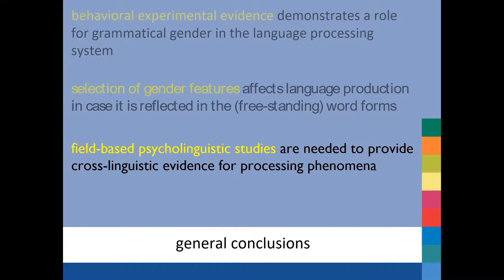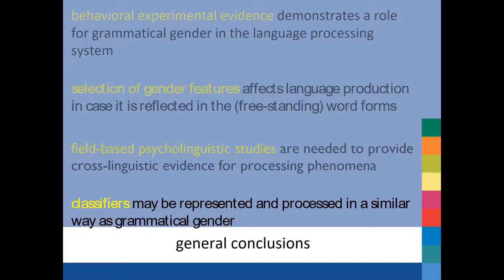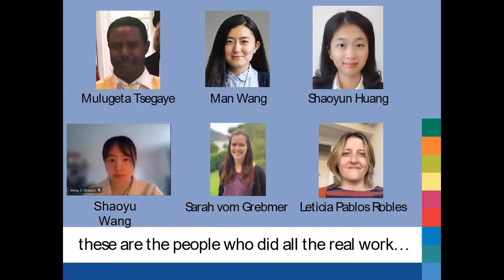I also showed you some evidence from field-based psycholinguistics, and I think we have to make an effort to do more, doing also research on languages that are under-researched to get more cross-linguistic evidence for our models and our claims. I've also shown that there may also be other morphosyntactic features that behave very similar to gender, namely, for example, classifiers. And it's interesting to also think about these features when we talk about grammatical gender and morphosyntactic features in general.